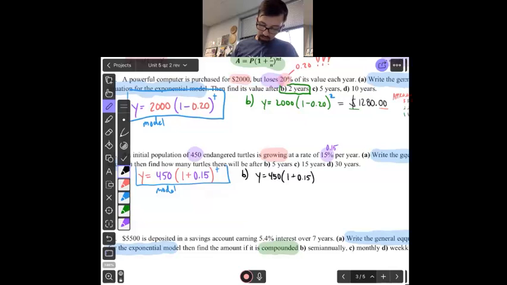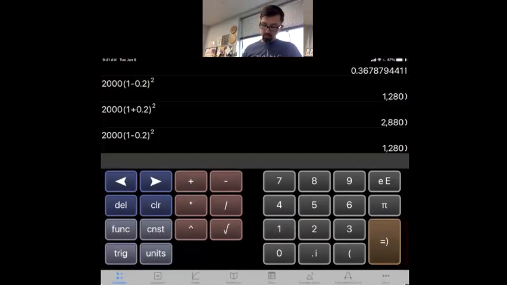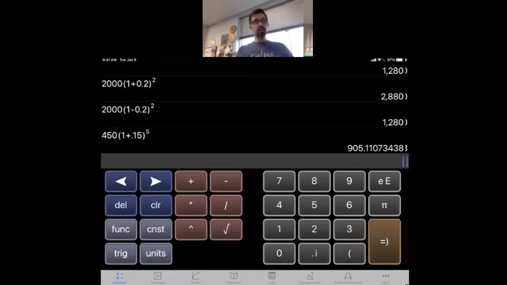So it says it wants 5 years. Now I have to the 5th power. Go to my calculator. 451 plus 0.15 caret 5. Check my typing there. Check my typing again on the left side. Does it look like what I wrote? Okay. Then I go to look at my answer.